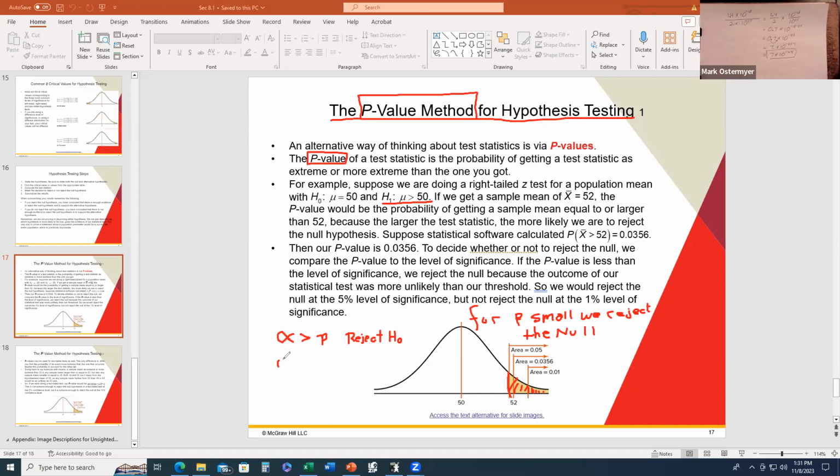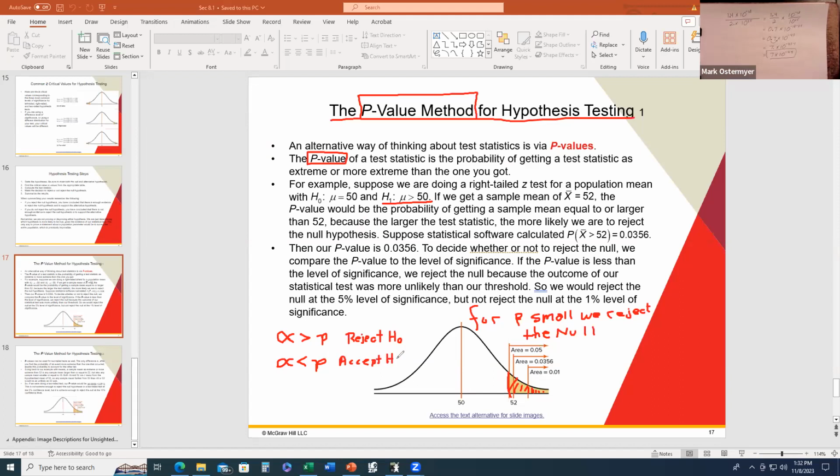If, on the other hand, your level of significance that you, the researcher, set, remember, we are the ones that determine what level we're going to test at, 5%, 10%, 1%. If your level of significance alpha is less than your p-value, then we say our p-value is too big, in which case we must accept our null hypothesis. We cannot reject the null hypothesis, which means we accept the null hypothesis.